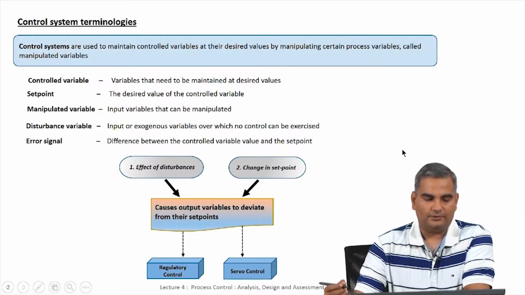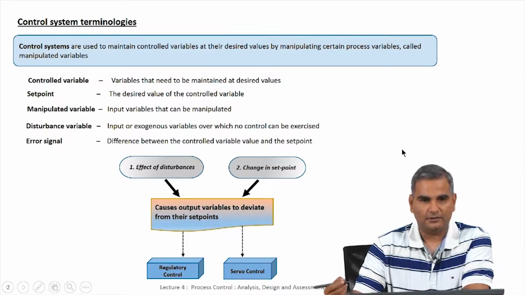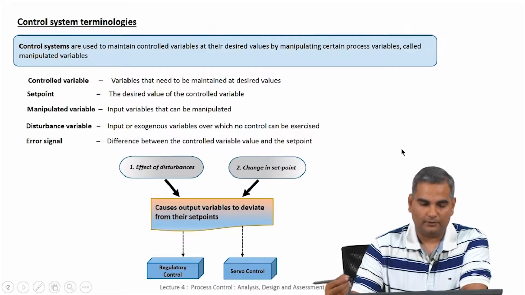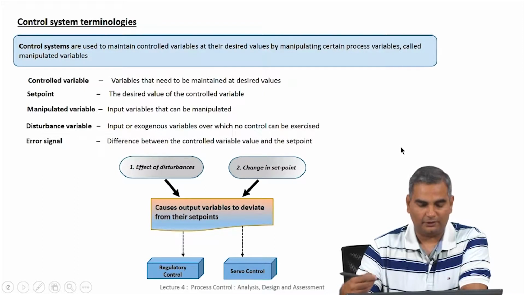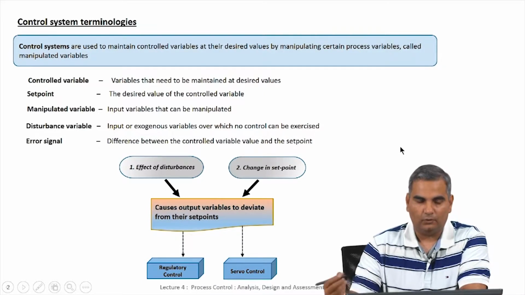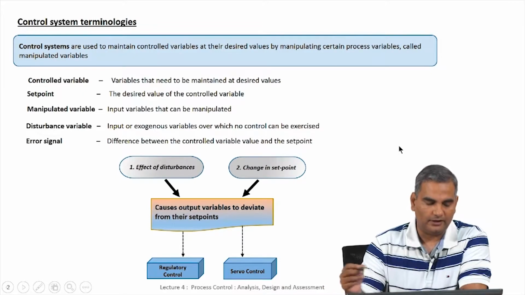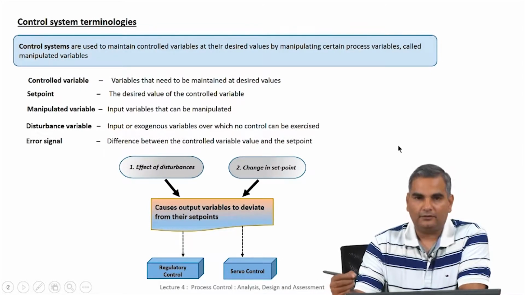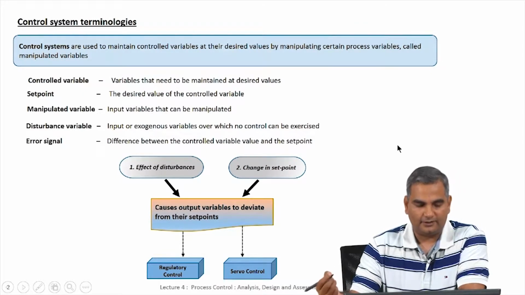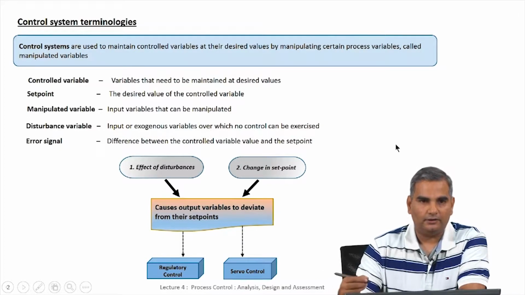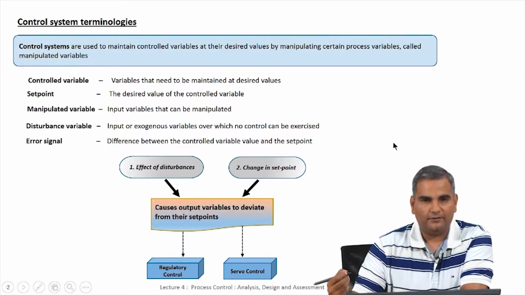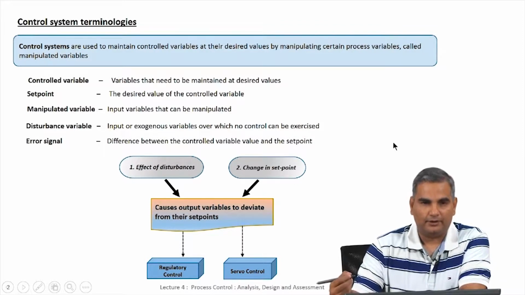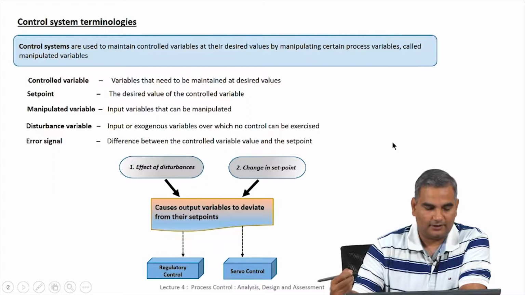So, we will start with some control system terminology, which we have talked about quite a bit. This would act as something that you can quickly look at to remember while we go through this lecture. We already discussed that a control variable is a variable that needs to be maintained at its desired value. Set point is a value that you want the control variable to take. Manipulated variable is the input variable that you are manipulating, so that the control variable takes the desired value.